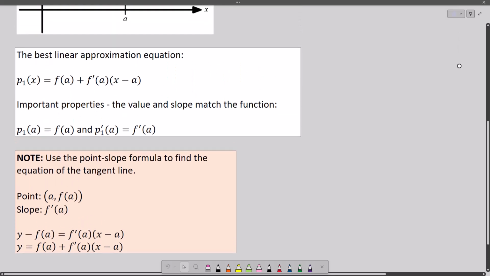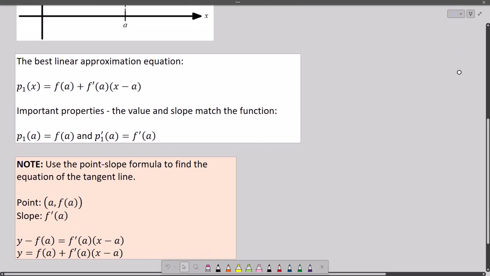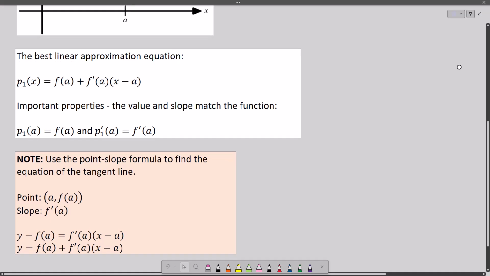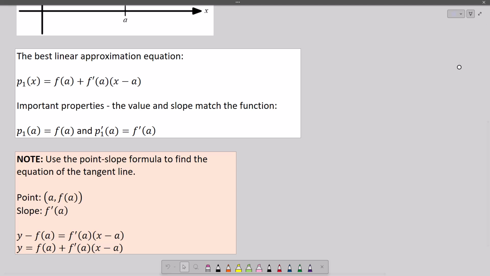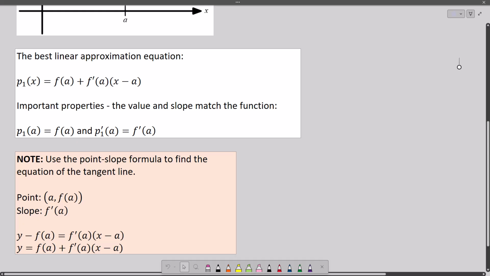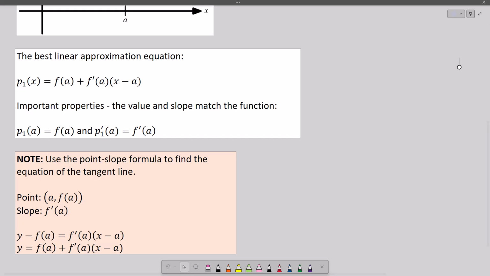All right, so the best linear approximation is the tangent line. And we are going to start calling our approximations p. So p sub 1 is the best linear approximation, power of 1. P sub 2 will be the best quadratic approximation. We'll call it p sub 2, 2 for quadratic. P sub 3 will be the best cubic approximation. P sub 4 will be the best quartic approximation. P sub 5 will be the best quintic approximation.